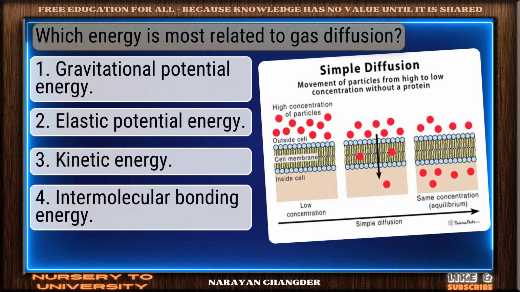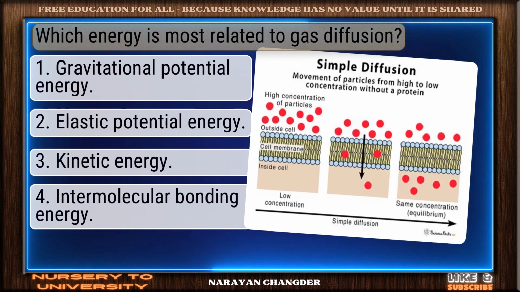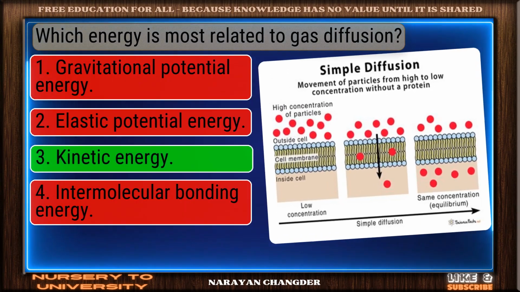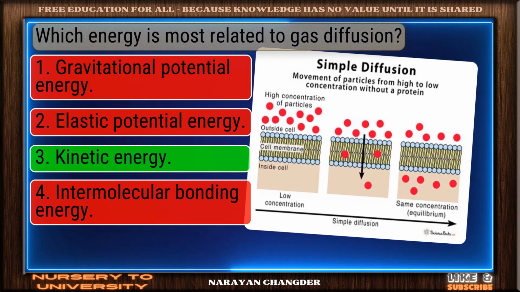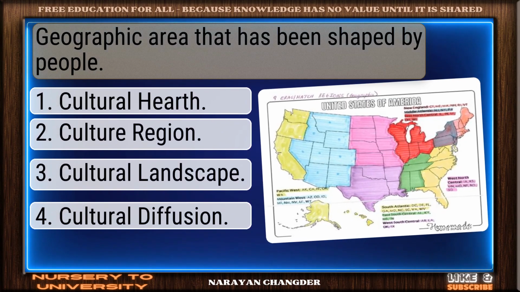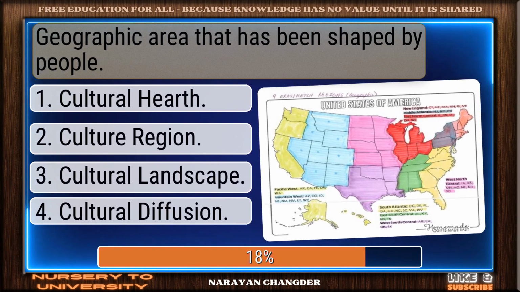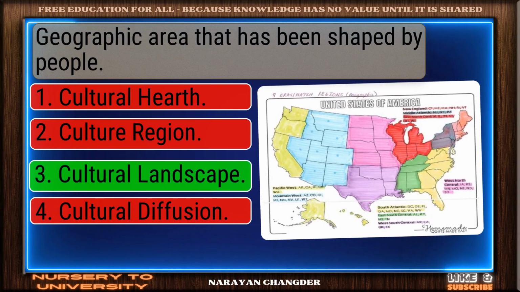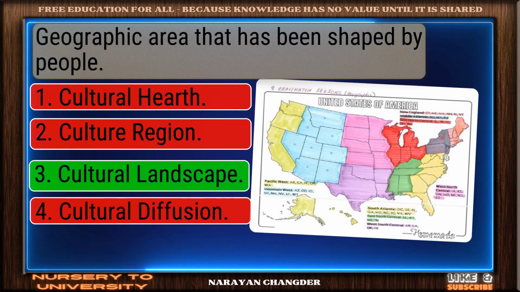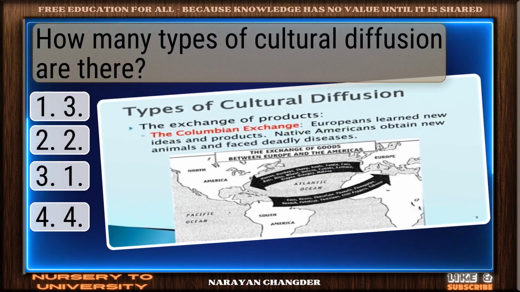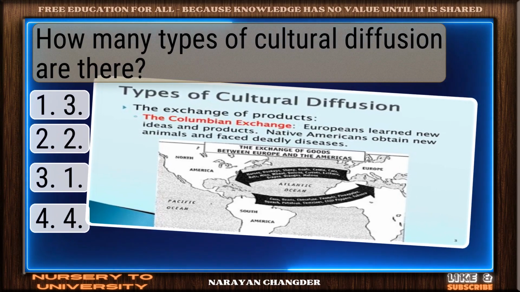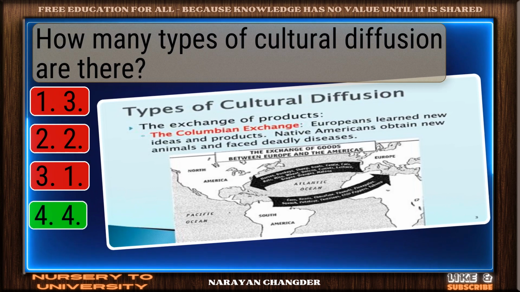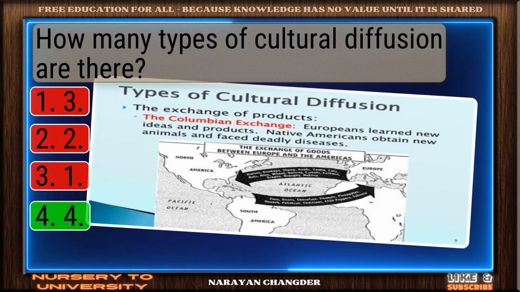Which energy is most related to gas diffusion? You got it. Your choice, kinetic energy, is right. Geographic area that has been shaped by people. Great job. Cultural landscape is the accurate answer. How many types of cultural diffusion are there? Right again. 4 is a valid answer.